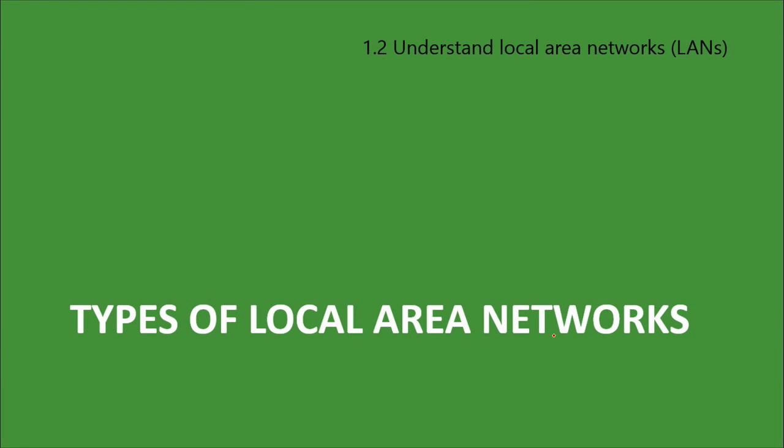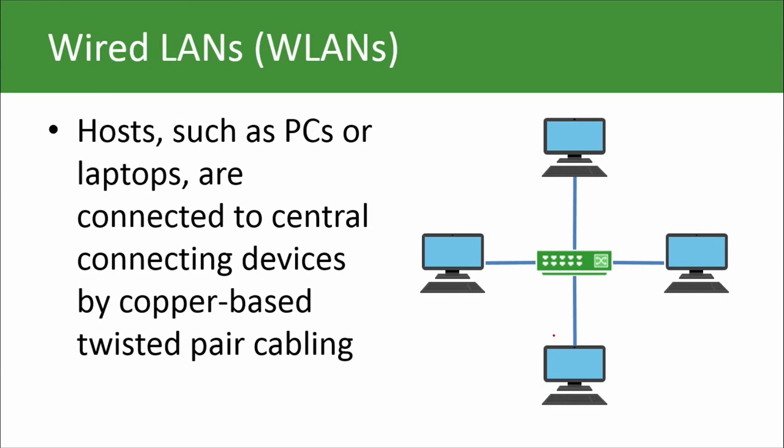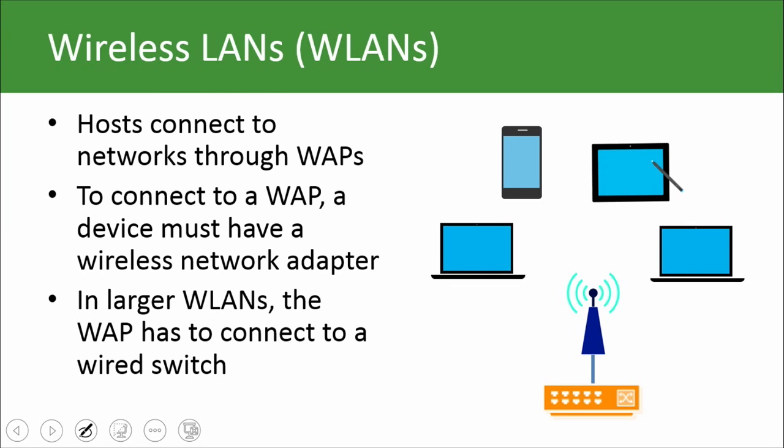All right, so finally our last little objective for the day, types of local area networks. Wired LANs come in different forms, right? And we have these wired LANs where each PC is connected to a central connecting device, whether it's a router or a switch, via an Ethernet cable, right? A copper-based twisted pair cable, in fact. We also have our wireless LANs, where each of our devices are going to connect to a network via Wi-Fi signals, right? Radio signals that transmit data ultimately onto a wired network.